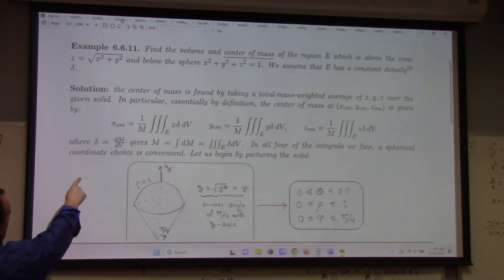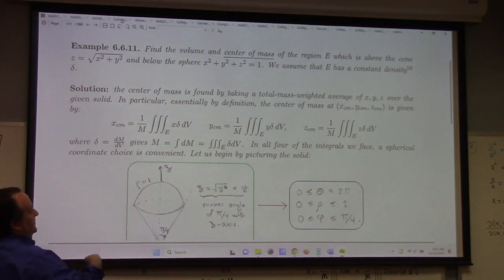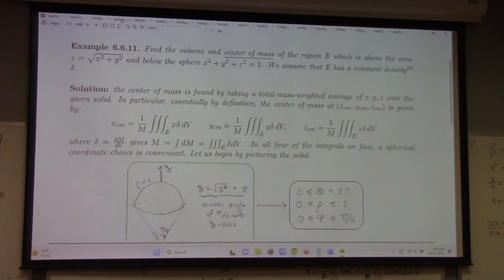So here is the center of mass formula for x, y, z. We need 1 over m times the integral of x delta, y delta, z delta, like I was just talking about, all right? And so first of all, we need to calculate the m, which would be the integral of delta dV. And in all 4 of these integrals, we want to use spherical coordinates, right? Namely 0 to 2 pi for theta, 0 to 1 for rho. In this case, again, 0 to pi over 4.